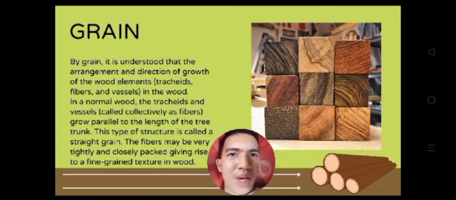Grain. By grain, it is understood the arrangement and direction of the wood elements: trunk heads, fibers, and vessels. In a normal wood, the trunk heads and vessels, called collectively fibers, grow parallel to the length of the tree trunk. This type of structure is called a straight grain. The fibers may be very tightly and closely packed, giving rise to fine grain texture in wood.